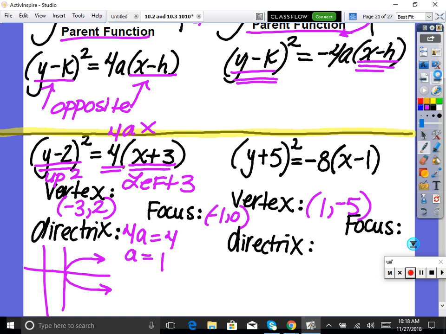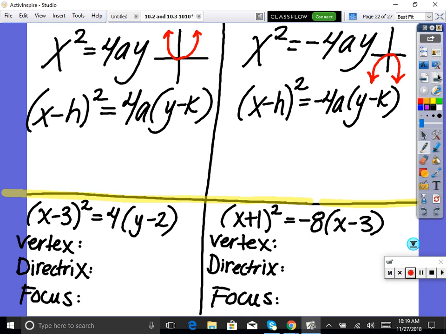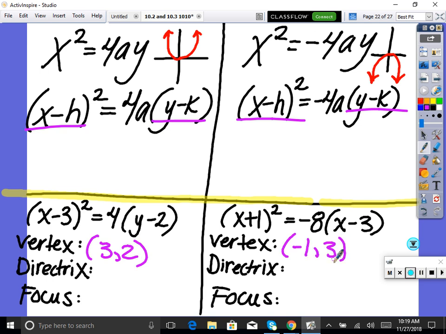Then right here, same thing, shifted x's. Just have that same as shifts. Shift left and right, shift up and down, because shifts left and right go with x. So what would my vertex be here? 3, 2. Then we'll go through and do directrix and focus later. My vertex here would be at negative 1, 3. And then it's basically just, we're going to find our normal focus and directrix and shift it.